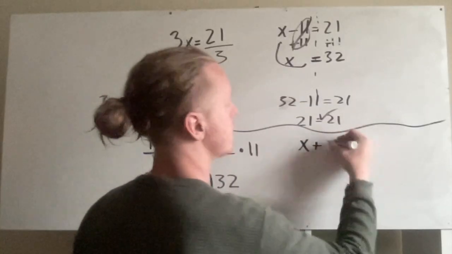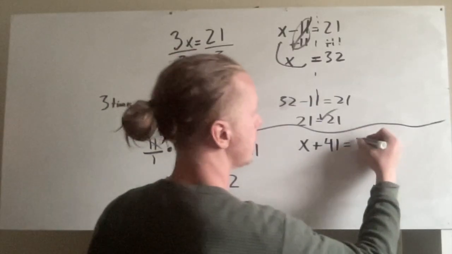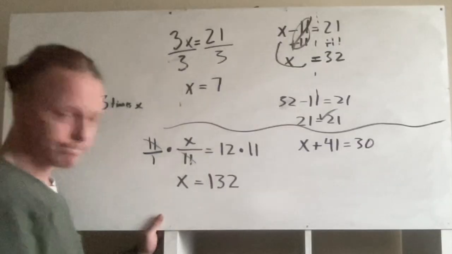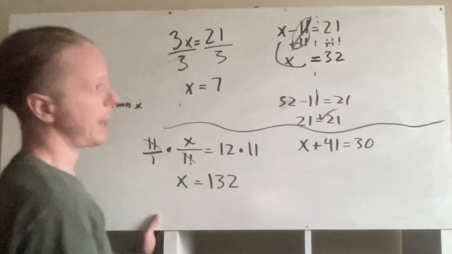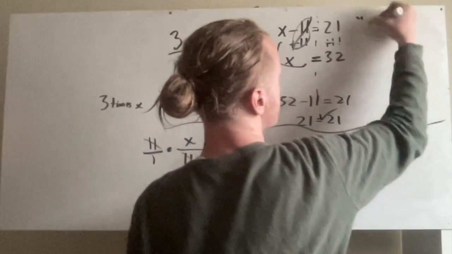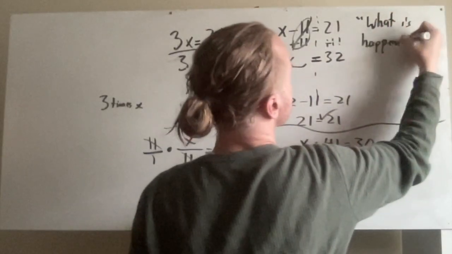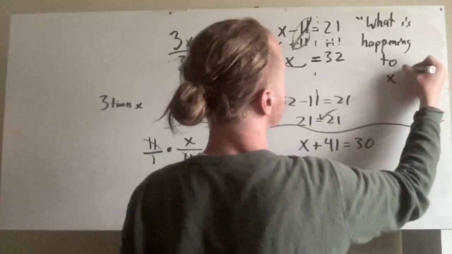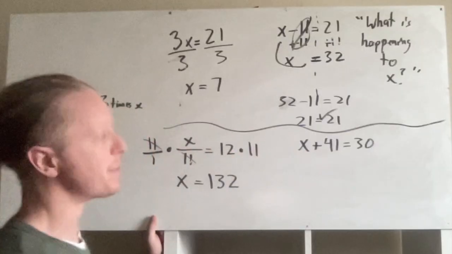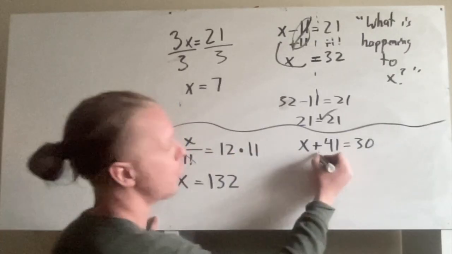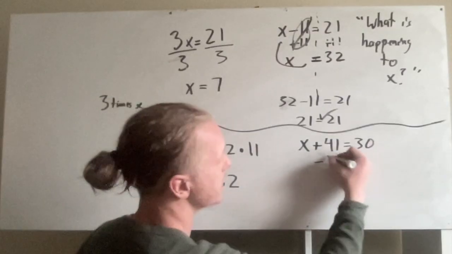Okay, let's do one last one involving addition again. x plus 41 equals 30. So some number plus 41 equals 30. Okay, remember, the question we're always asking ourselves: what is happening to x? I know I keep saying it over and over again, right? But that's what we're always asking. What's happening to x? And then we'll do the opposite. So what's happening to x here? We're adding 41. The opposite of adding 41 is subtracting 41.